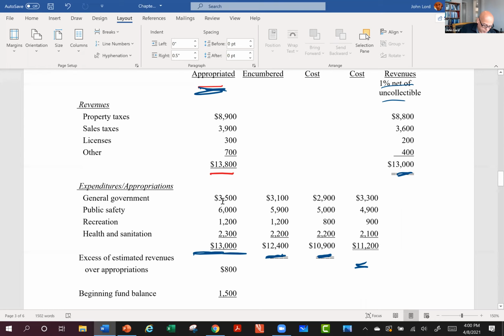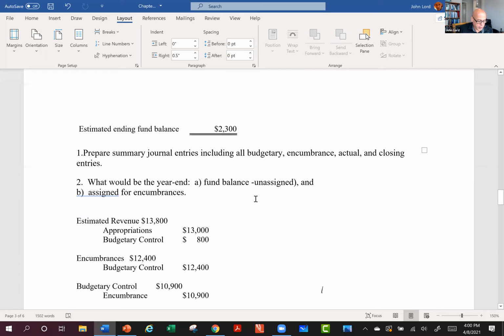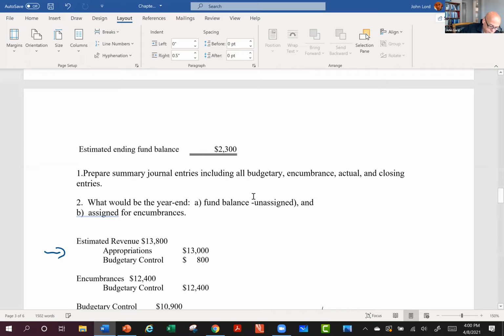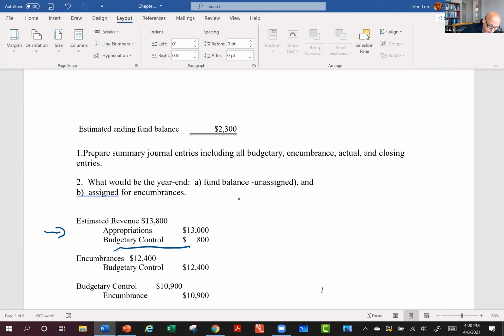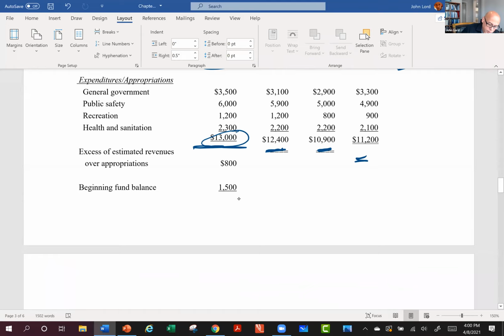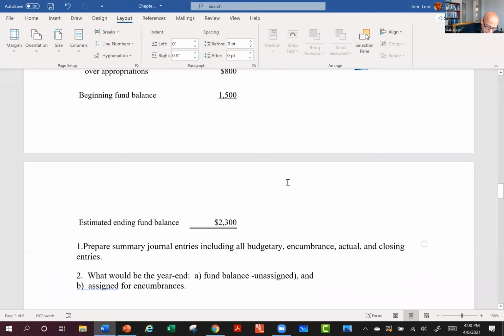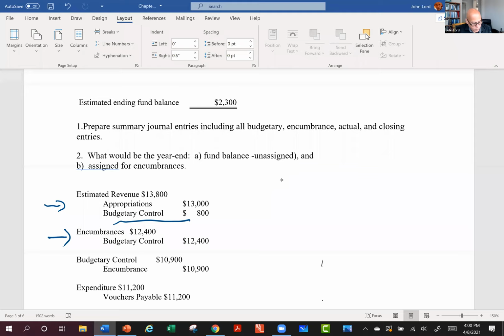So let's just go ahead and start to take a look and jump back and forth for the solution here. So notice I debit the estimated revenues for the amount of the estimated revenue. I credit the appropriation for the appropriation, and they didn't really need to tell me what the difference is. I know that the difference goes to budgetary control, doesn't it? Then they tell me that they encumbered 12,400,000. So if they encumbered that, I'm going to debit encumbrances 12,400,000, credit the budgetary control.